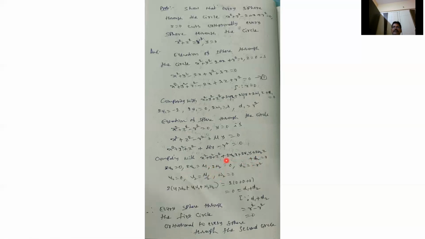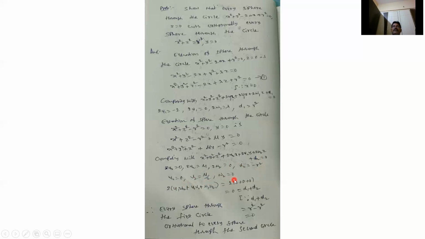Here 2u2, the x coefficient, is not there, so 0. 2v2 is the y coefficient, mu, so 2v2 equals mu. 2w2, the z coefficient, is 0, since z is not there, and d2 is minus r square. So finally you get u2 equals 0, v2 equals mu by 2, and w2 is 0.